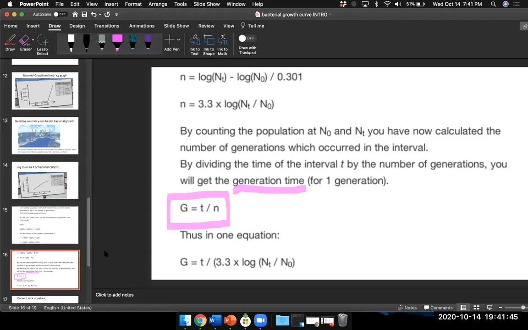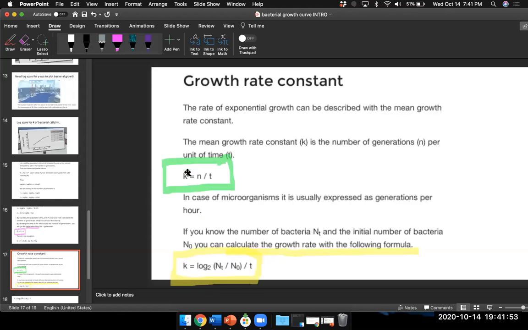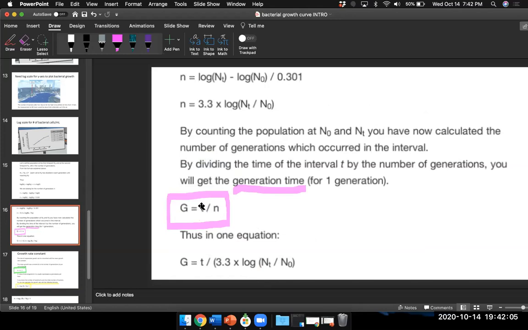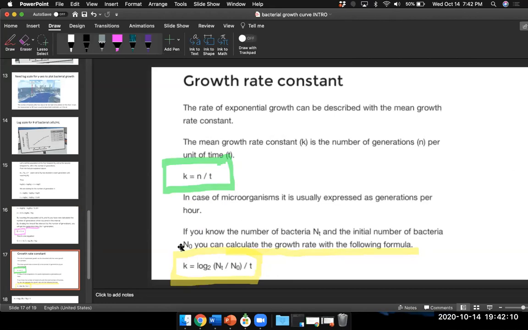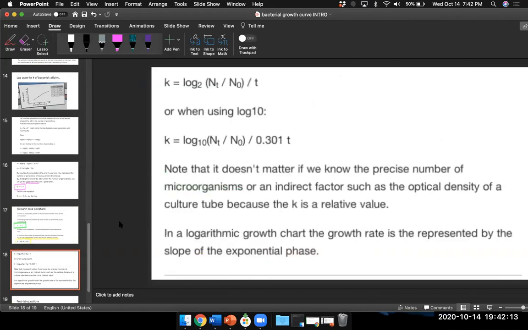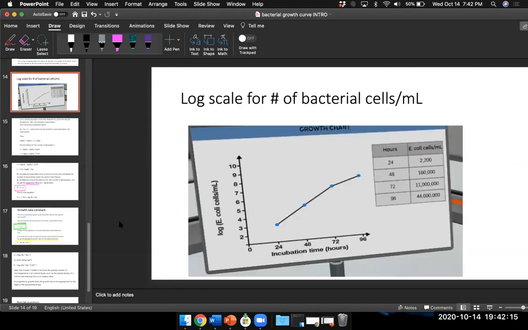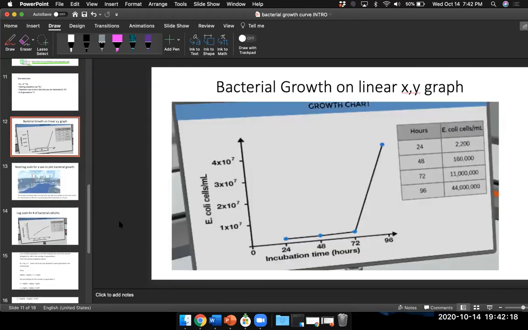And I know this is kind of hard when you look at it, but when you get to use it in practice, it'll make a little bit more sense. And lastly, the last calculation is growth rate constant, which is K is equal to n divided by t. And so that's taking what you did in the previous equation and flipping it upside down. So I don't know if that answered the questions you were asking. One more thing I want to talk about before I open it back up for questions.